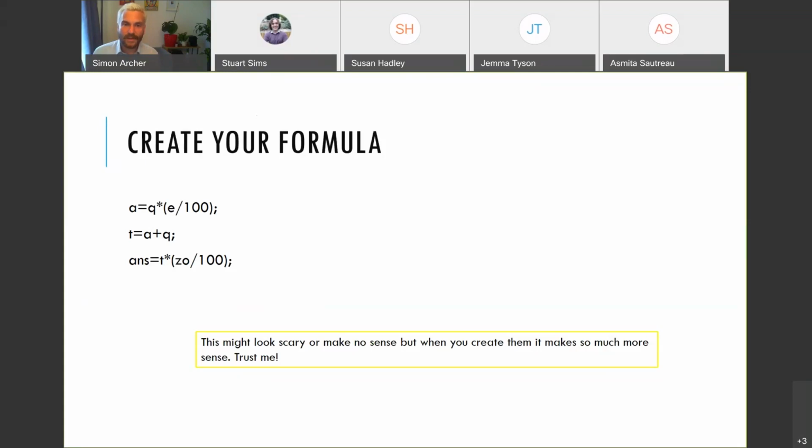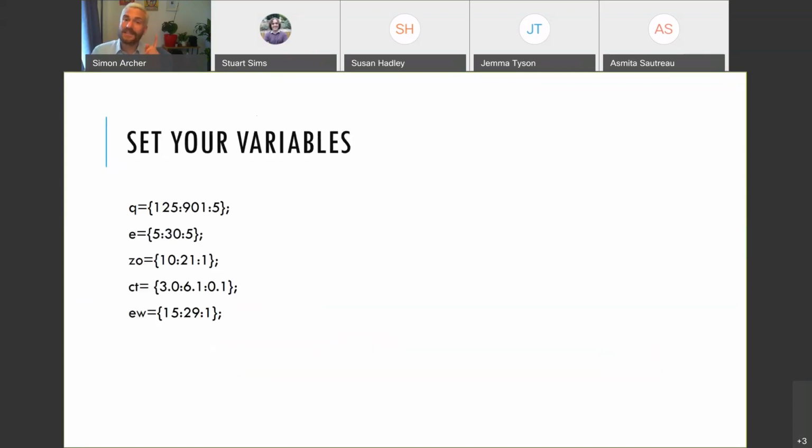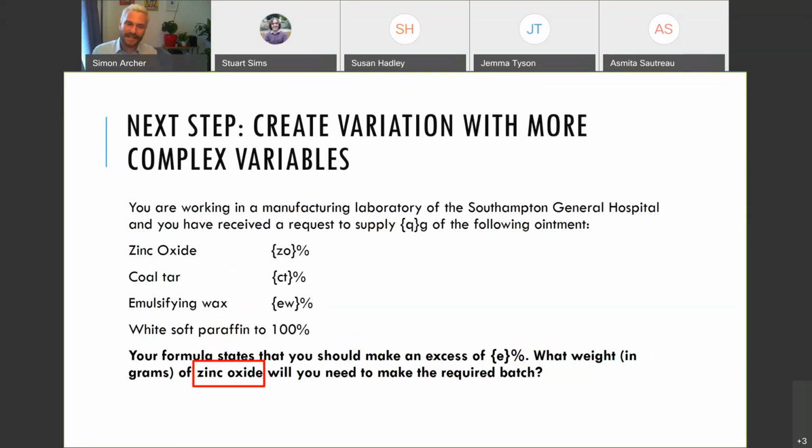And then make sure, because what I did forget to do at the start, is make sure you change the text. So make sure you change the text on the slide where it says zinc oxide, change that to the actual medicine that you want it to be, or the ingredient you want it to be.